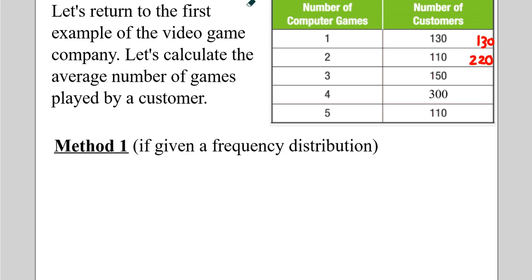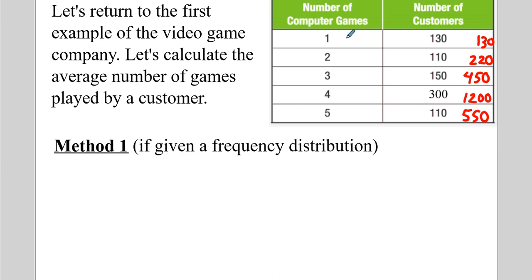Just jotting these down. 150 customers say they play 3 games. So how many games do those 150 customers play in total? Well, 150 times 3, those 150 customers are really playing 450 games because each of them is playing 3. 300 customers are playing 4 games, which means those 300 customers are really playing 1,200 games. 110 of the customers are playing 5 games, which means those 110 customers are really playing 550 games. These are actually the number of games being played. So I'd have to add all of those up, and then I would divide by the total number of customers, 800.